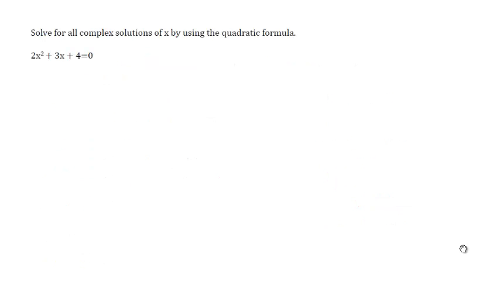Now we're going to solve for all complex solutions of x by using the quadratic formula. It is possible that when we use the quadratic formula, we'll get a negative under the square root. And if we do, we get what's called a complex solution. That is something that's made up partly of a real number, but also of an imaginary number, because the square root of a negative number is imaginary. So we're going to solve 2x squared plus 3x plus 4 equals 0.